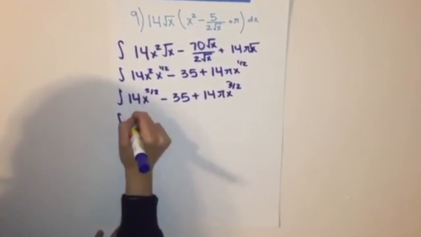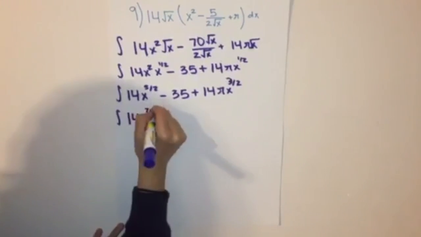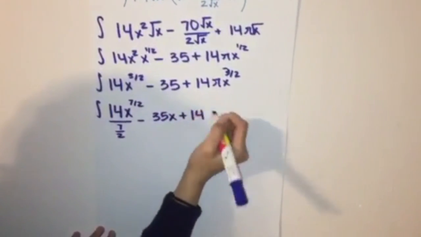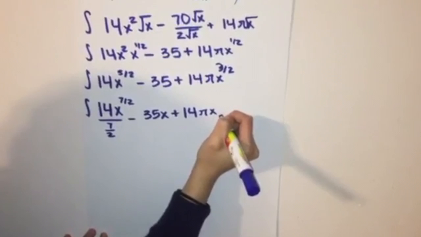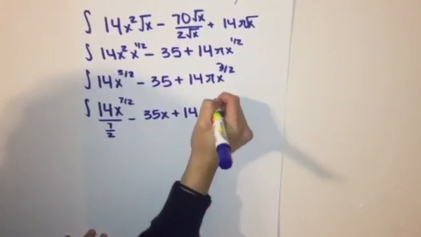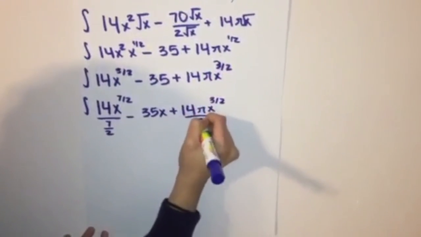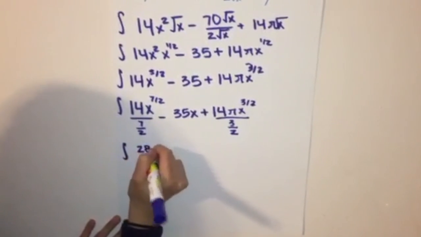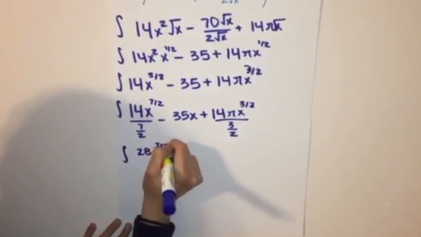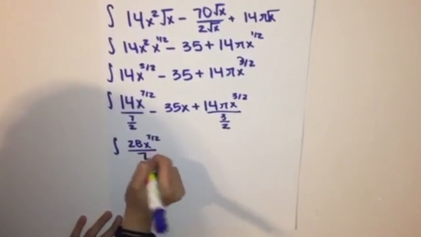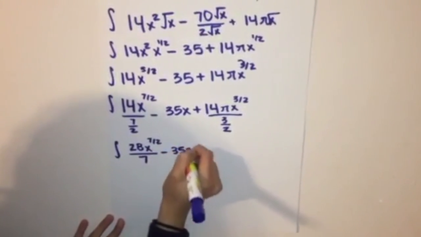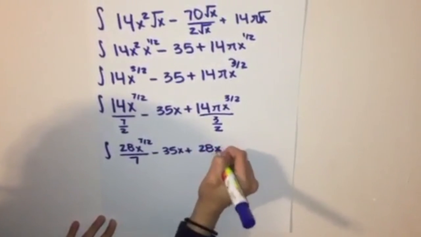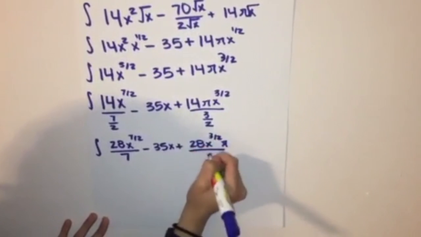Now we're going to integrate and it's going to be 14x to the power of 7 halves divided by 7 halves minus 35x plus 14 pi x to the power of 3 halves divided by 3 halves. Now we're going to simplify, and it's going to be 28x to the power of 7 halves divided by 7 minus 35x plus 28 pi times x to the power of 3 halves, all of this divided by 3.